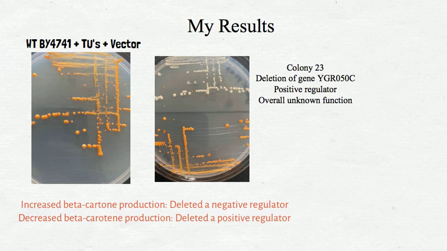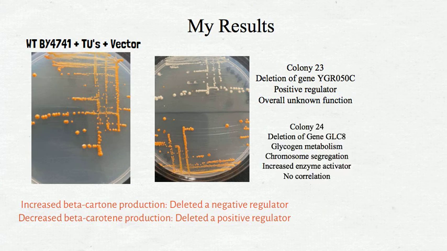Colony number 24 has a deletion of gene GLC8, which is involved in glycogen metabolism and chromosome segregation. It is also proposed to regulate GLC7P activity through conformational alteration. It is also associated with glycogen deficiency in Saccharomyces cerevisiae and increased enzyme activator activity. Because its phenotype is similar to the wild type, I hypothesize that this has no correlation with beta-carotene production.